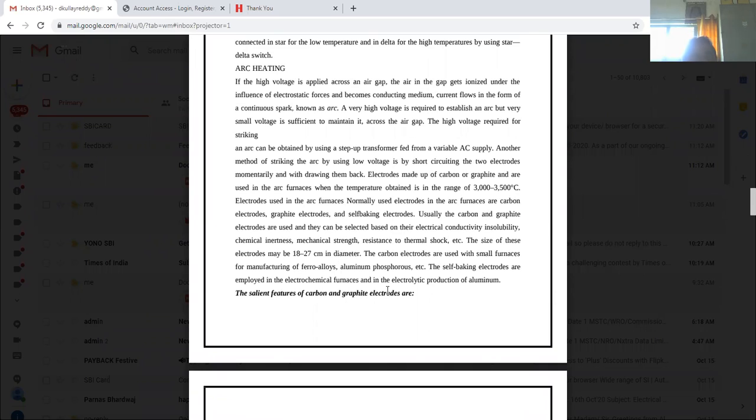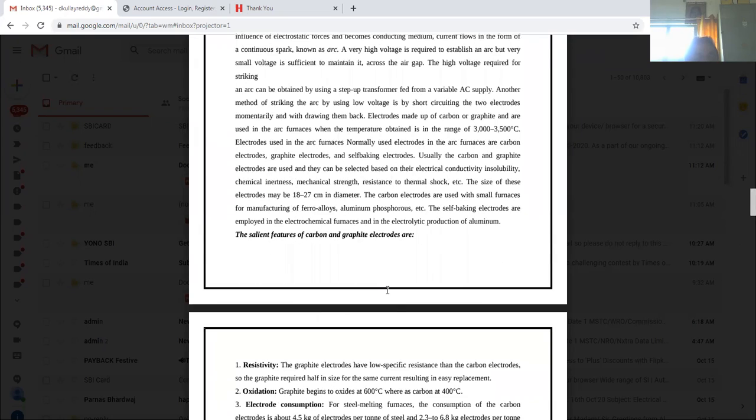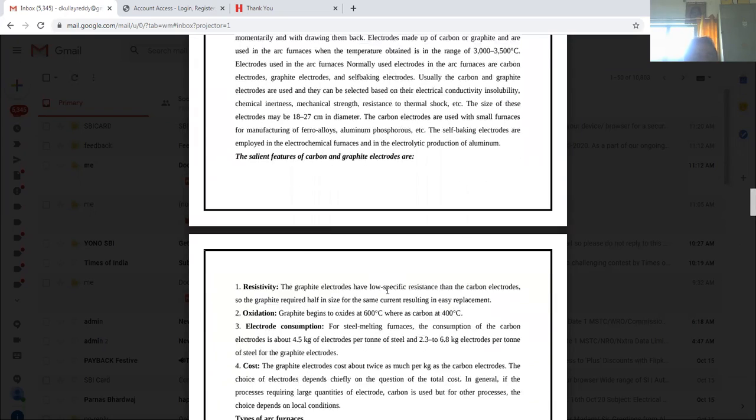Other than this, there are other materials like aluminum, ferrous alloys, phosphorus. The salient features of carbon and graphite are: one is resistivity. Graphite electrodes have lower specific resistance than carbon electrodes. That's the difference. Another is oxidation: graphite begins to oxidize at 600 degrees, whereas carbon oxidizes at 400 degrees.